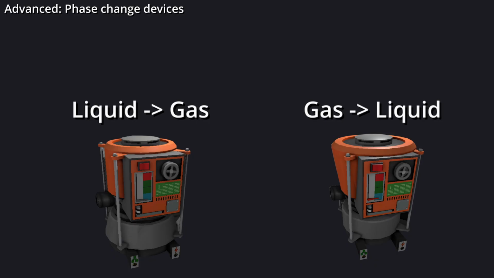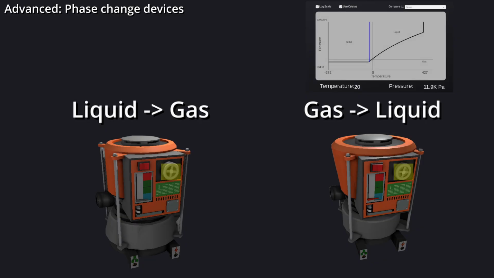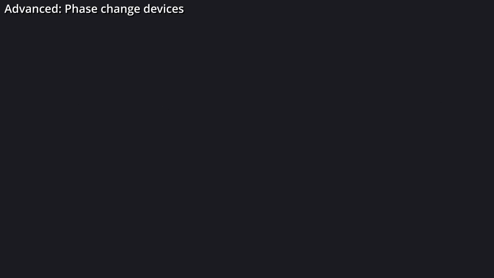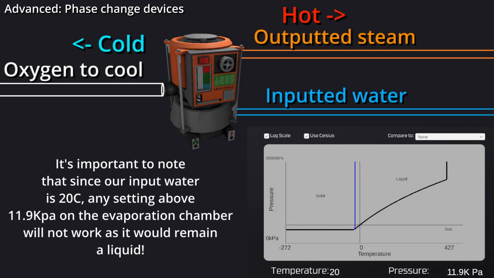Both of these devices have a valve to change the pressure setting. Using the phase change graph will allow you to determine if the liquid will turn into gas. For example, at 20 degrees Celsius, water will turn into a gas when below 11.9 kPa. To better understand this, let's use the evaporation chamber as an example. Imagine we're using water to cool an oxygen pipe.